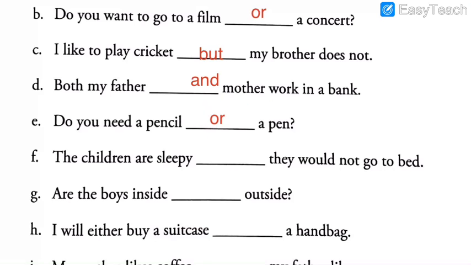Can you use or? No. Or is used for choice. Can you use but? Obviously yes. The children are sleepy but they would not go to bed. Both the opposite ideas are being combined. So but will come. B-U-T, but.